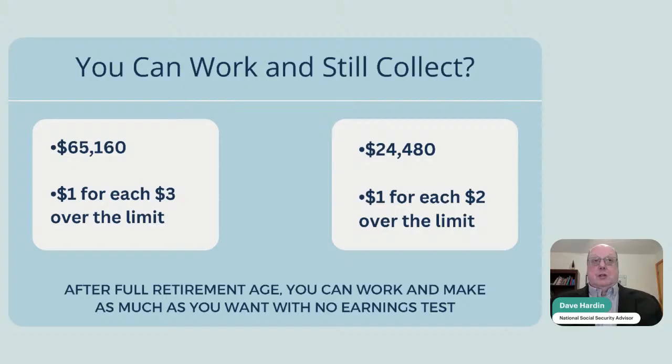Let me put this a little more graphically. Let's say you have a $2,000 a month Social Security. You're collecting, that's $24,000 a year. You start collecting at 62, but you continue to work. And you made $58,000. At the end of the year, nobody's going to say a word.